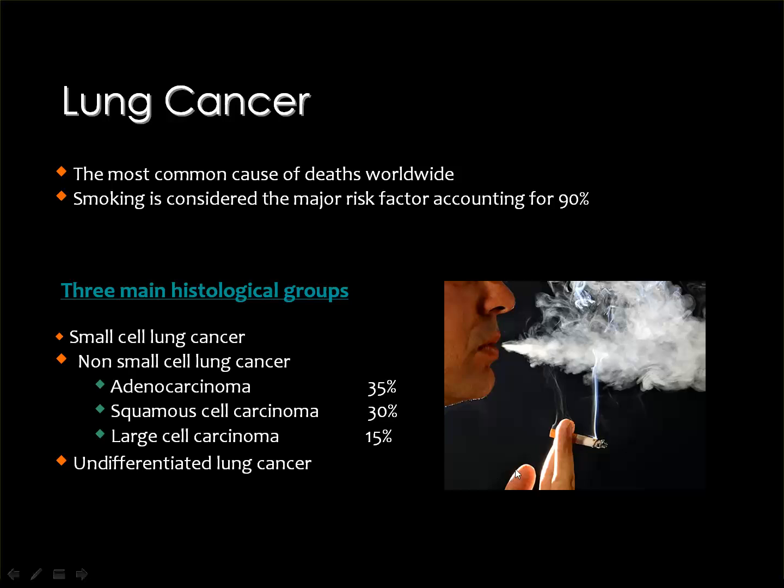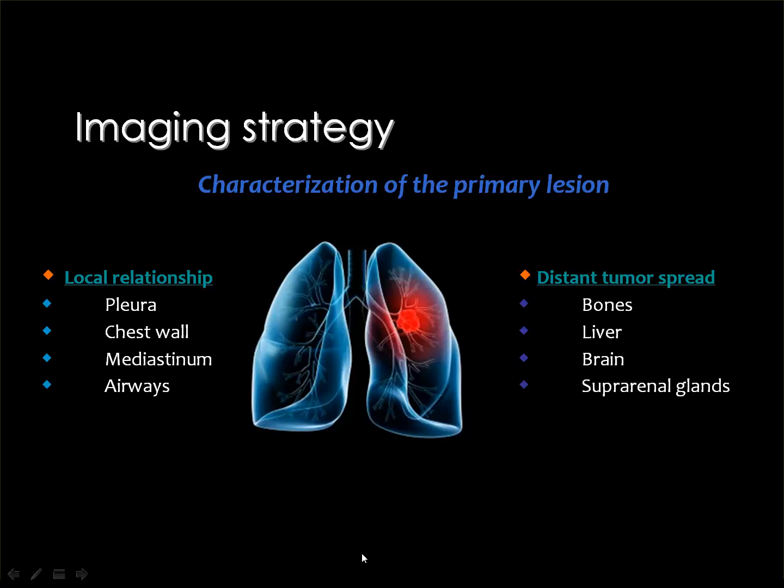My talk is about the imaging of lung cancer, and as you all know, this type of cancer is intimately related to cigarette smoking or smoking in general. And we have different histologic types, including small cell lung cancer, non-small cell lung cancer, and undifferentiated lung cancer. The role of imaging is threefold.